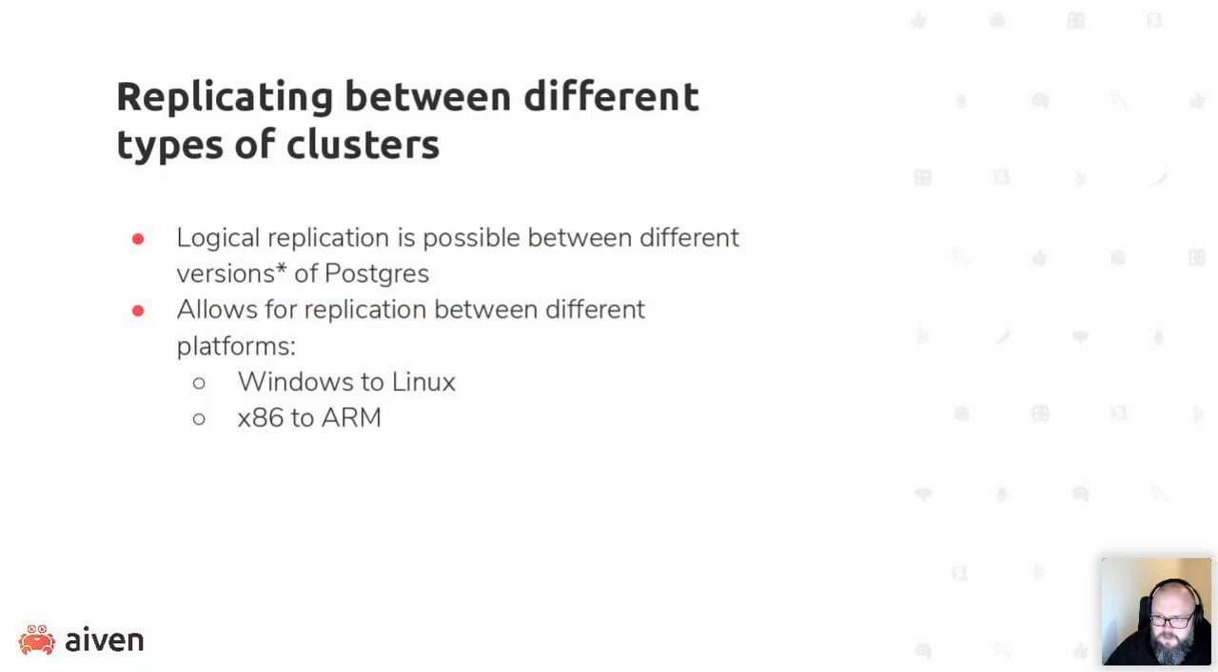That brings us to our final use case, replicating between different types of clusters. You can use logical replication to replicate between different versions of Postgres, as long as the destination supports the same features used by the master. You can also replicate between different platforms, like from Windows to Linux, and even Intel to ARM.